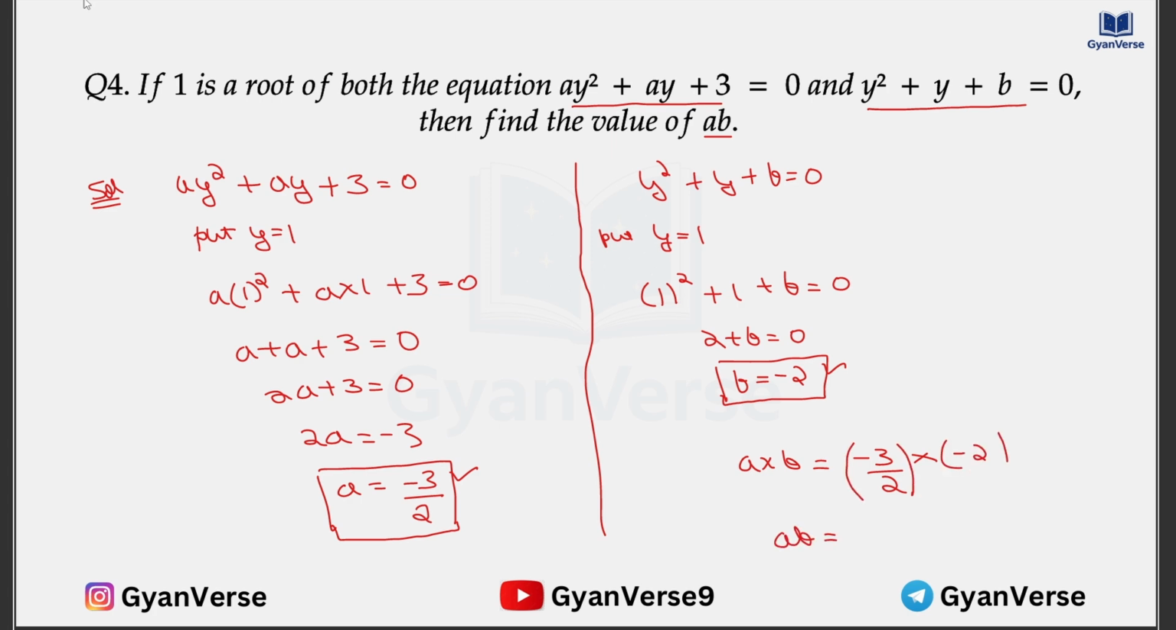So ab will become, so this is the value of a, b.